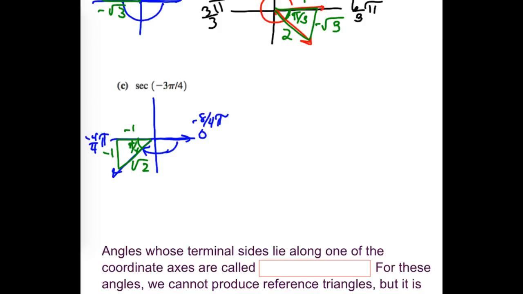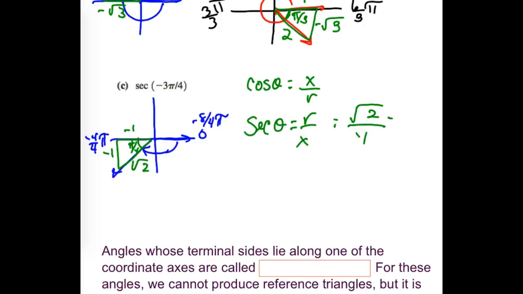Okay, so if we want secant, secant is the reciprocal of which one? Cosine. Cosine is defined to be x/r, which means secant is going to be r/x. So the radius is √2, and the leg is -1. So our secant would be -√2. Okay? Tomorrow we will start with what happens if our terminal side lands on an axis. Okay?